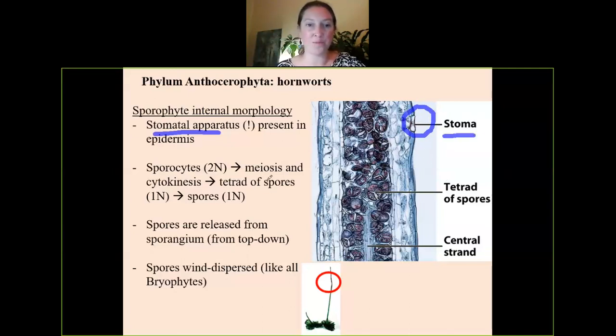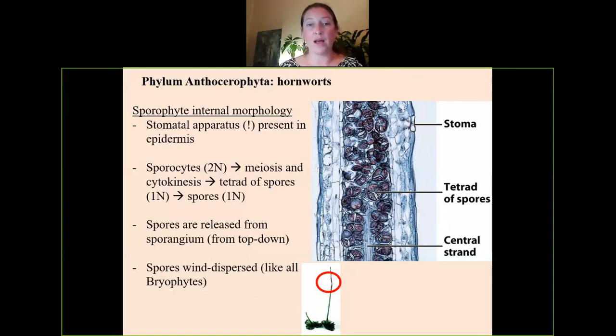So that's pretty cool. But aside from that, talking about how the spores are made, remember, inside of the horn, you'll have these spore producing cells, the spore mother cells, which are 2N. Those are going to undergo meiosis. Don't worry about cytokinesis. They're going to undergo meiosis. You'll have your tetrad of spores.